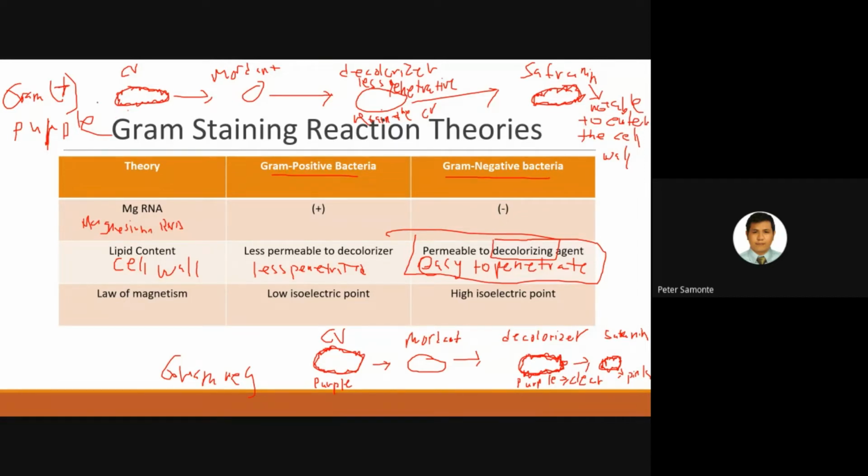Well, for your gram-positive class, your bacteria would absorb the crystal violet. You would add your mordant to enhance the dye. After that, you would add the decolorizer. And again, based on the theory that gram-positive bacteria is less permeable to the decolorizer, your decolorizer would not be able to penetrate the cell wall. Thus, it would retain the crystal violet. And when you add the counter stain safranin, the safranin would not be able to enter the cell wall. Thus, the primary stain is retained, making your gram-positive bacteria appear purple.